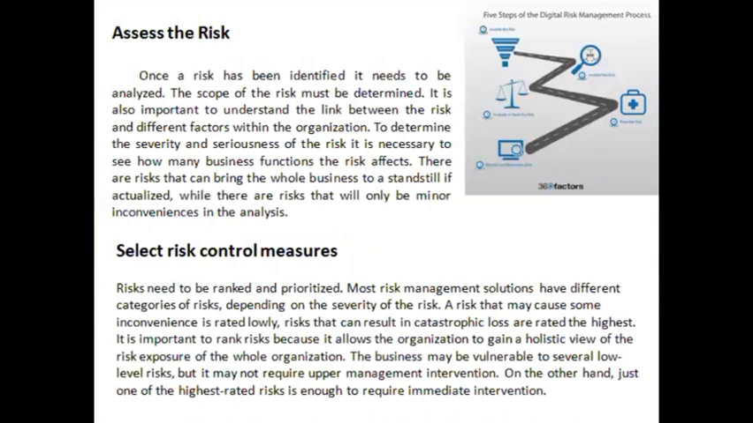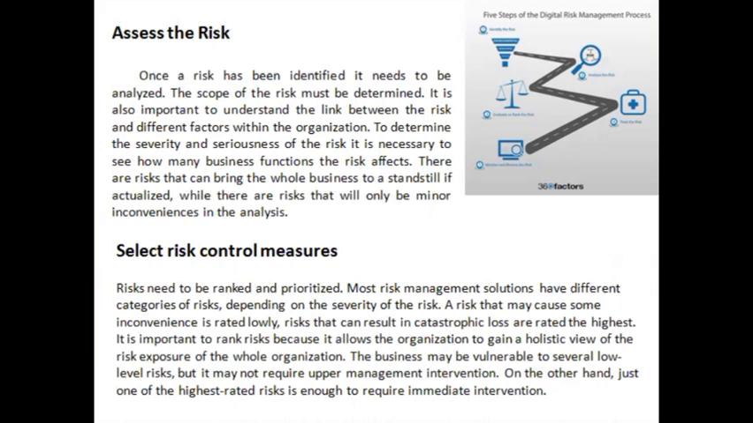Assess the risk. Once a risk has been identified, it needs to be analyzed. The scope of the risk must be determined. It is also important to understand the link between risk and different factors within the organization. To determine the severity and seriousness of the risk, it is necessary to see how many business functions the risk affects. There are risks that can bring the whole business to a standstill if actualized, while there are risks that will only be a minor inconvenience.